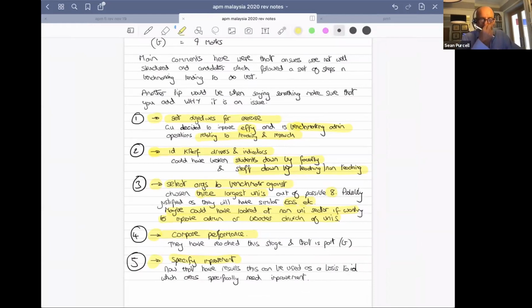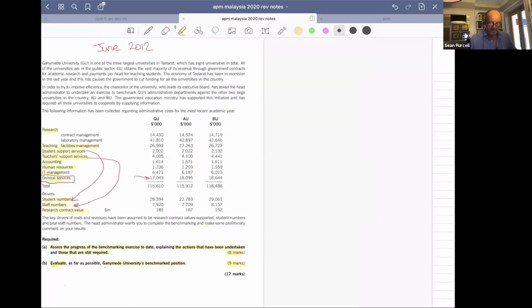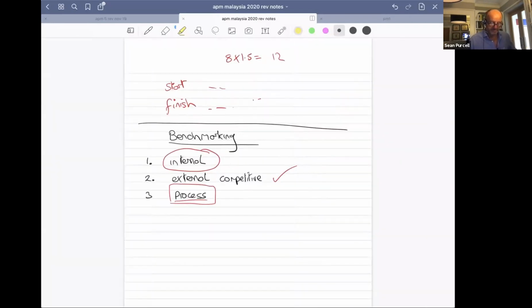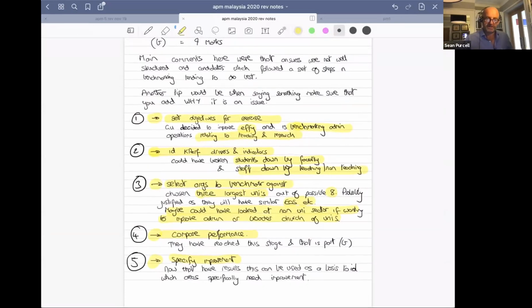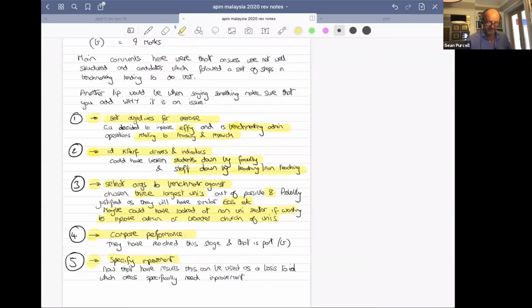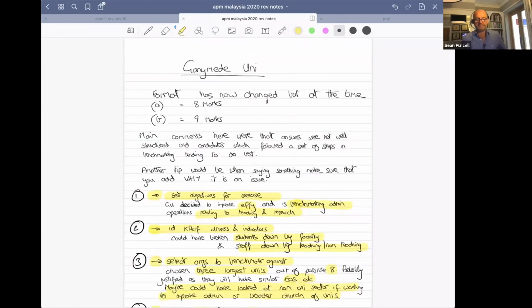So if I was going to undertake a benchmark, just another approach, it asks you, going back, to assess the progress of benchmarking. Well, when you are assessing the progress of benchmarking, this is what benchmarking might look at. We might also think, well, what does benchmarking do? What is the process? Well, normally we have objectives, we identify the drivers and indicators, and then we select who we're going to benchmark against. We compare performance and we specify improvement. So 1 to 5 there, and 6, then we implement improvements. That's what we do. Have they followed that?